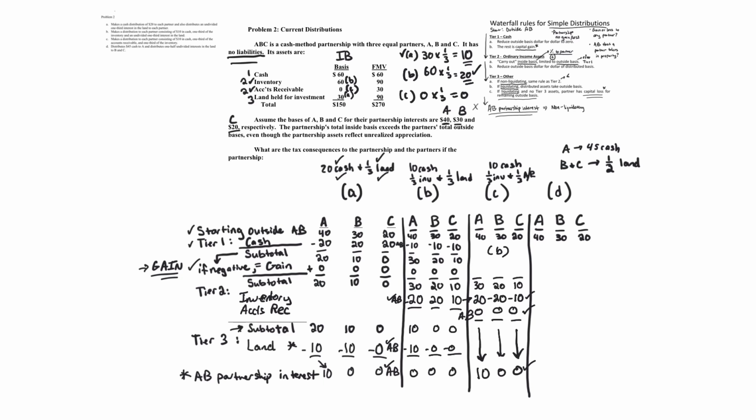All right. So A receives 45 cash, B and C receive 1/2 land. So no tier 2 assets in this problem. And again, we're breaking up what people are receiving. So we go to tier 1. The only person that receives cash is A, and A receives 45 cash. Guess what that does? Uh-oh, we've got -5.